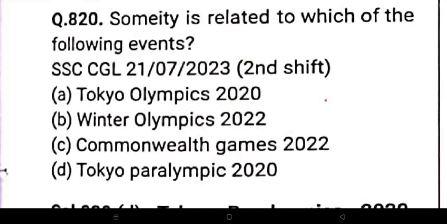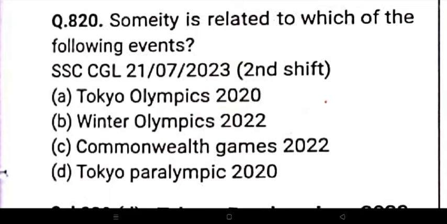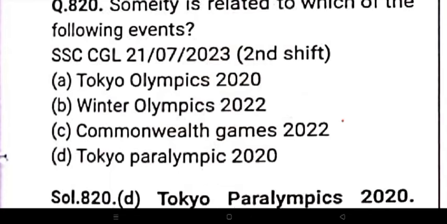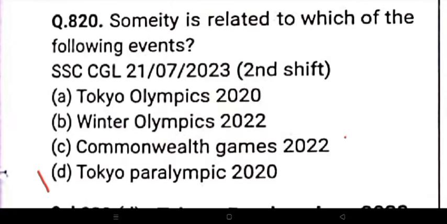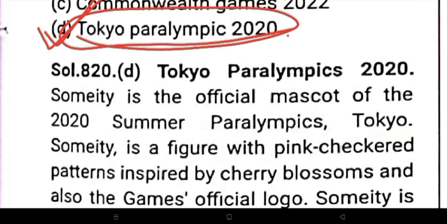Next, Somiti is related to which event? Somiti is related to the Tokyo Paralympic 2020.